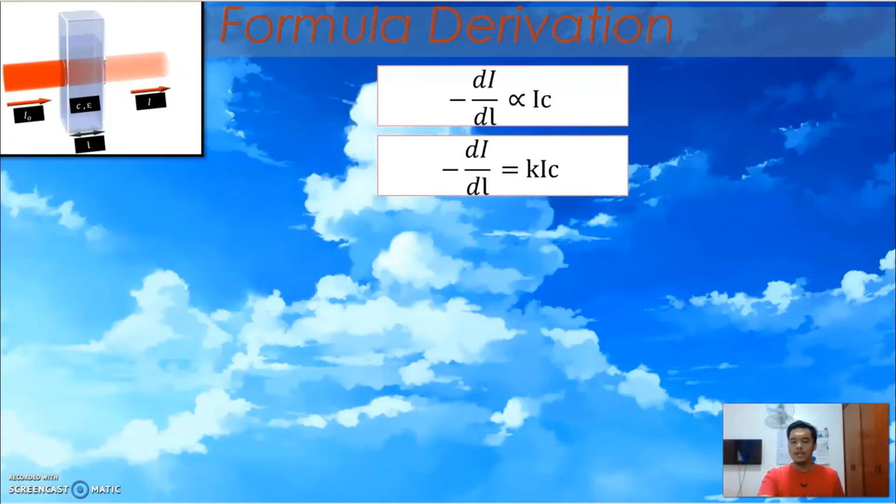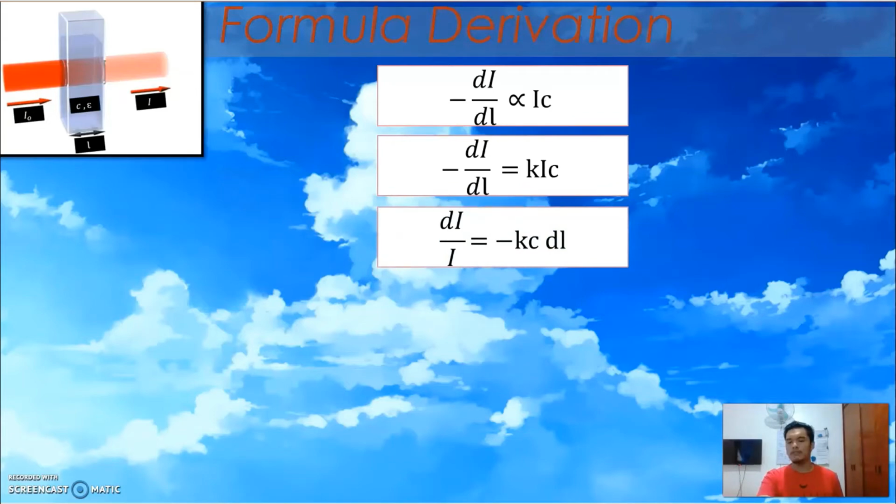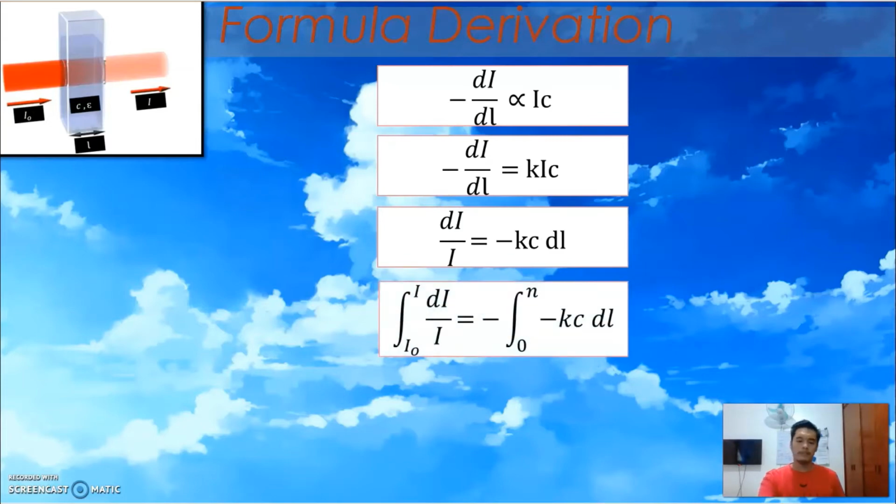Therefore, we can do integration techniques. However, we cannot integrate this as it is. We need to put I in the denominator on the left side and dl on the right side, following the differential equations rule. Looks like all are in order. Therefore, let us integrate. From the left side, let us integrate the change of I from I naught, or the origin of light, to the aftermath, or capital I.